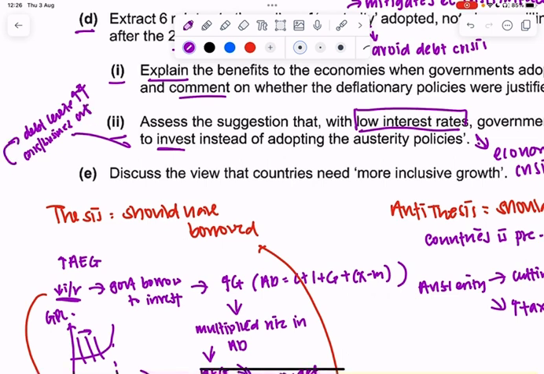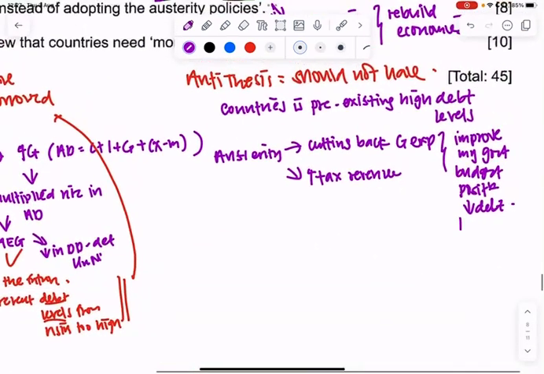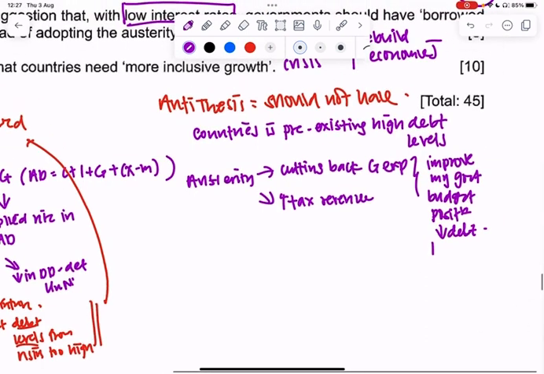So it doesn't make sense, right? I borrow to invest to increase AD, but because my debt levels become so high, consumers and businesses lose confidence and then they invest less or they buy less and then my AD falls again. So in the long run, these two effects kind of negate each other. So as a government, if my debt levels are already very high, I will want to deal with this first.